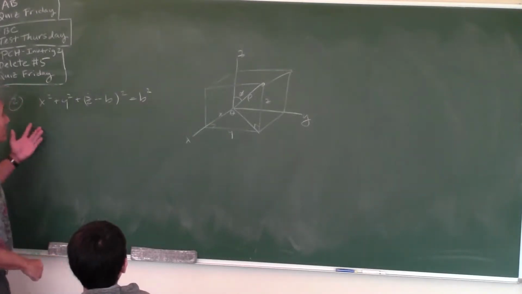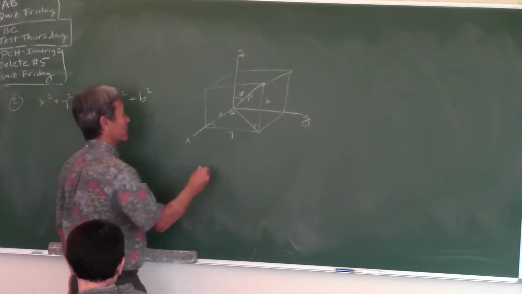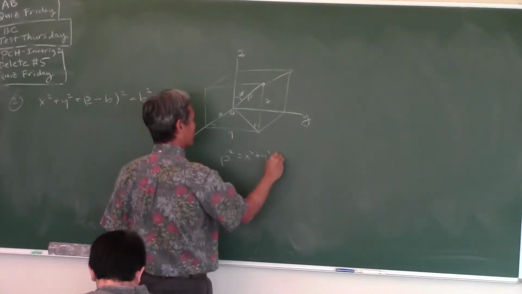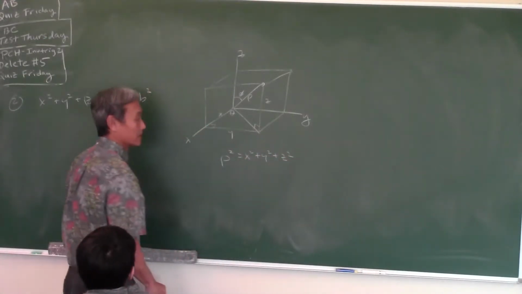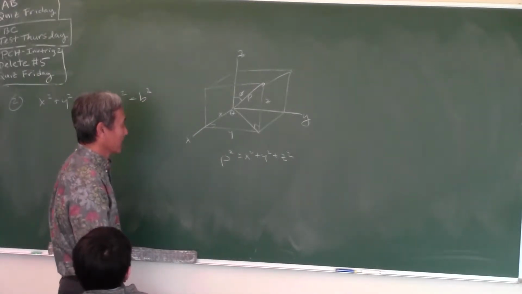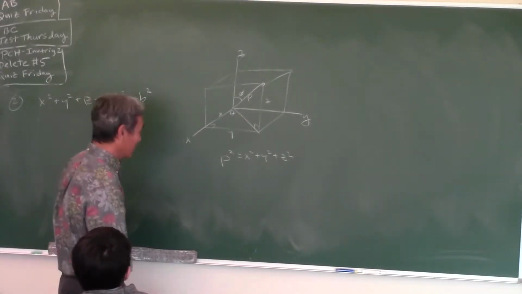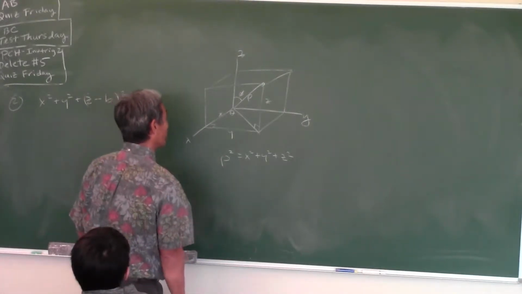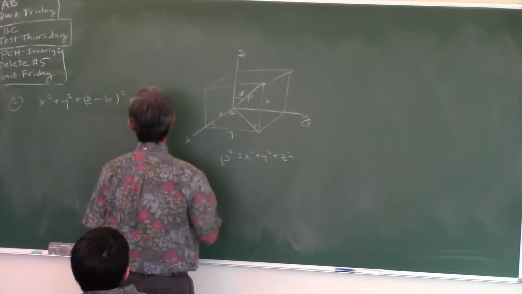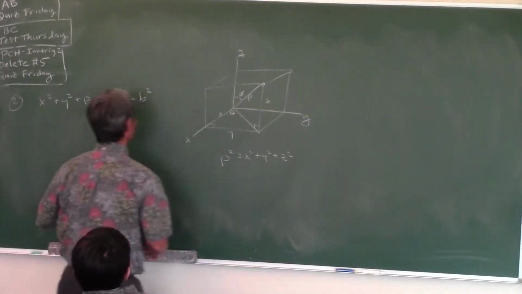So what you need to do is substitute. Well, look at this picture. Isn't rho squared equal to x squared plus y squared plus z squared? Because it's a diagonal of a rectangular box. Okay, and then what about theta? Well, theta is not in this problem. Well, let's just do this.